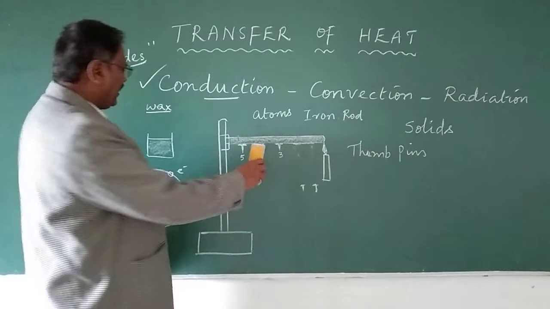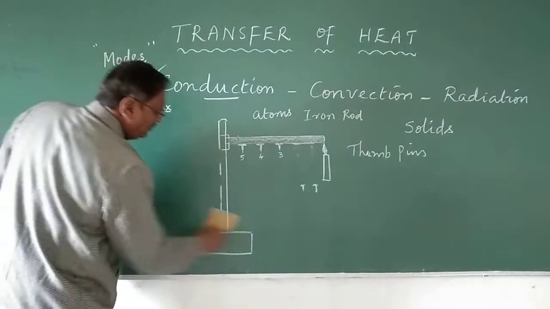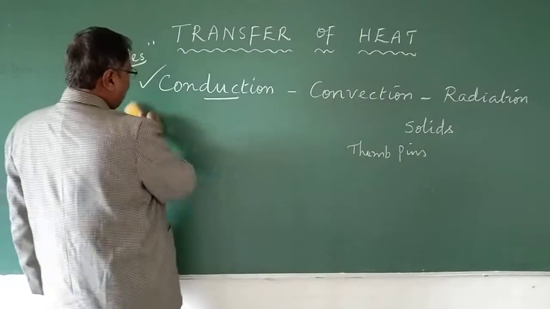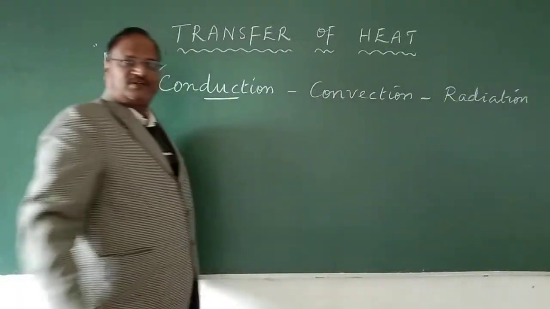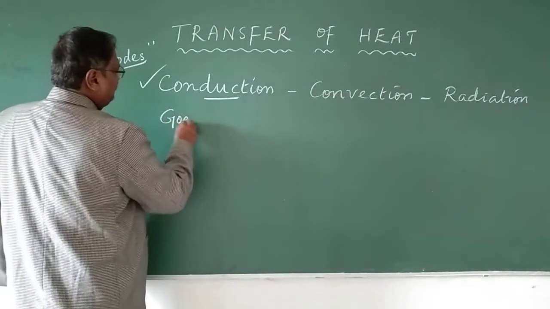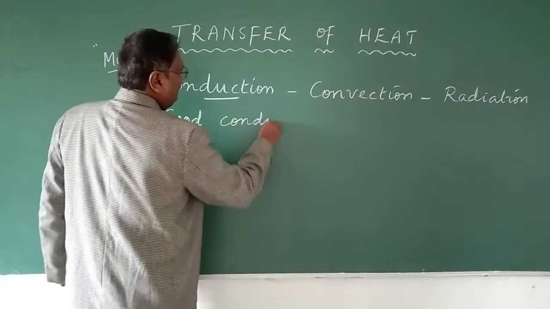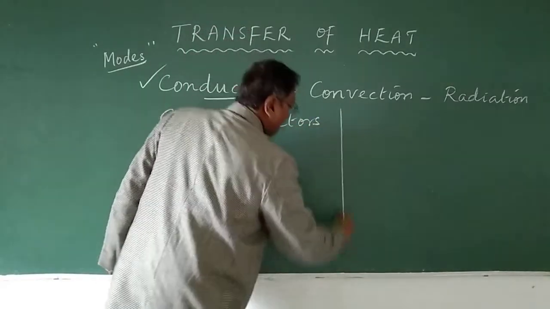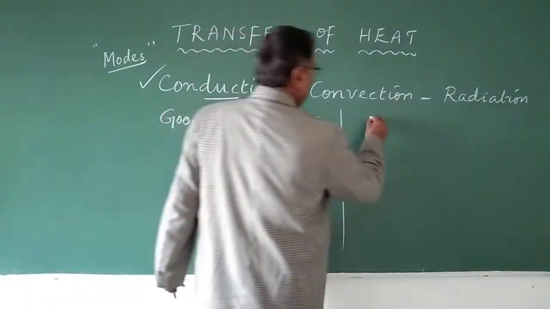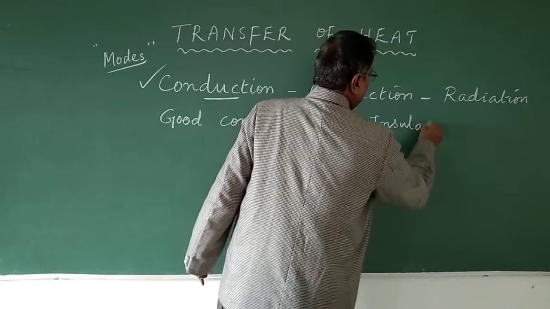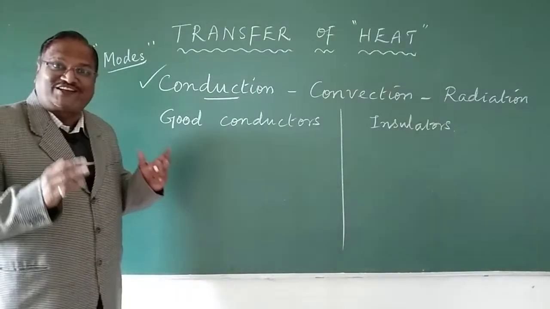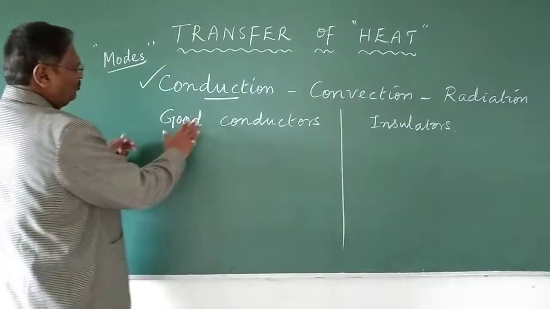Now, I will tell you something. Some of the metals are very good conductors, and some of them are not good conductors, right? So we have two groups. One is good conductors, and another group does not conduct heat so easily, and they are called insulators. Insulators of heat, because we are talking about heat. So simply we will say good conductor.